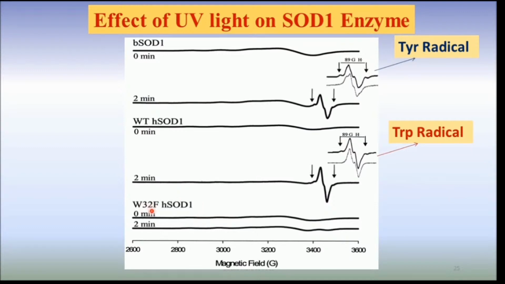We have also produced a mutant in which tryptophan is replaced by phenylalanine. In that case, no tryptophan radical is obtained. It is obvious, since we have replaced the tryptophan by phenylalanine. Therefore, no tryptophan radical is formed on exposure to UV light. So, ESR spectroscopy is very much used in studying free radicals and protein dynamics, and has a lot of applications.